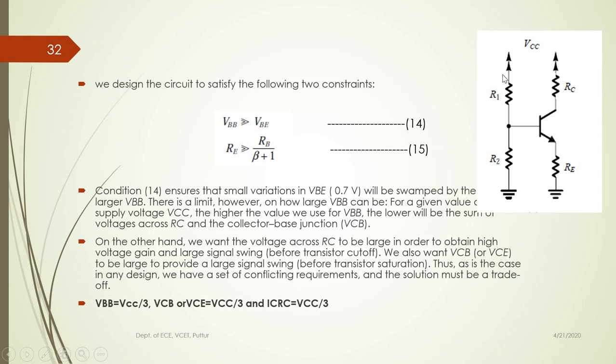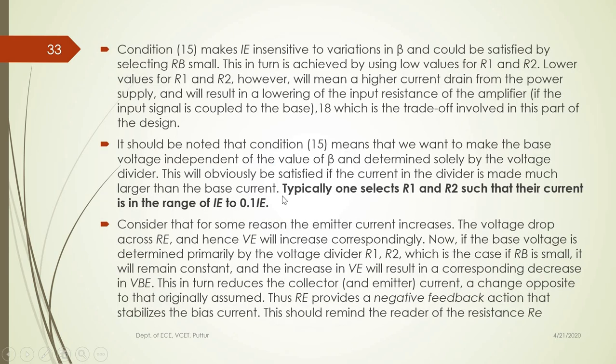a condition for that. Whatever the current flowing in the potential divider network, that should be within the range of your emitter current. That range is from IE to 0.1 IE. So there is a range for emitter current. The potential divider current must be within the emitter current range, IE to 0.1 IE. That is what has been given here.